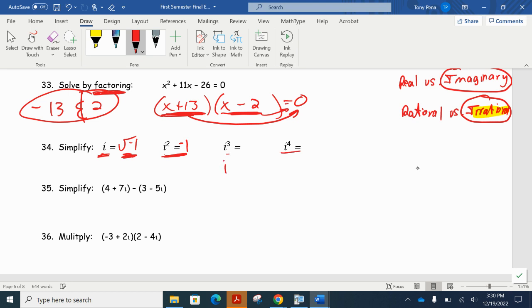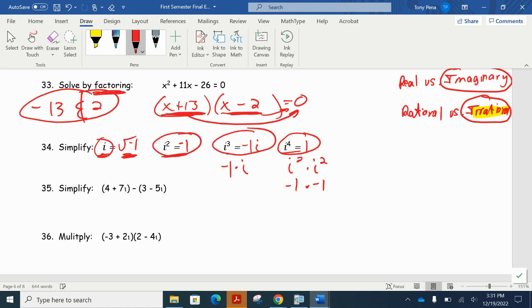So if I have i cubed, this was i squared times i. i squared is a negative 1, so I'm going to erase this i squared and know that this is a negative 1, but we have an extra i there, so negative 1i. i to the fourth is an i squared times an i squared, so it's really a negative 1 times a negative 1. So that's a positive 1. So those are the 4 different answers that we can get with these. We get a simple i, which is root negative 1, and we get negative 1, negative 1i, and then 1.